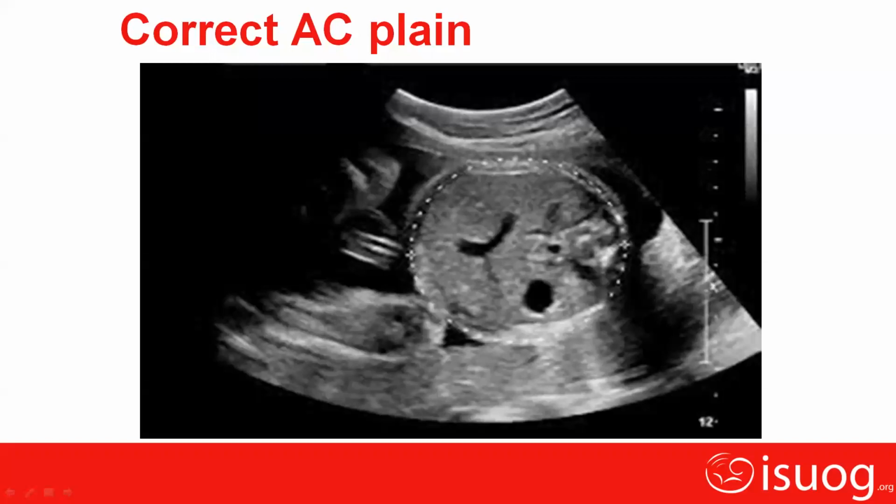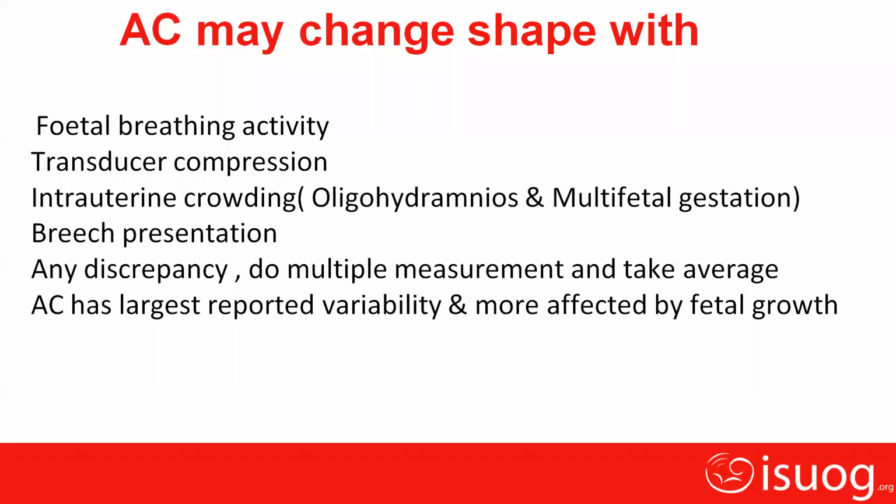AC measurement may be affected by breathing activity, by compression from the transducer, or if the uterus is crowded due to leaking, multiple pregnancy, or breech presentation. If you find any discrepancy while estimating the AC, measure the AC multiple times and take an average, because AC has the largest reported variability and is more affected by fetal growth. This has to be kept in mind while measuring the abdominal circumference.